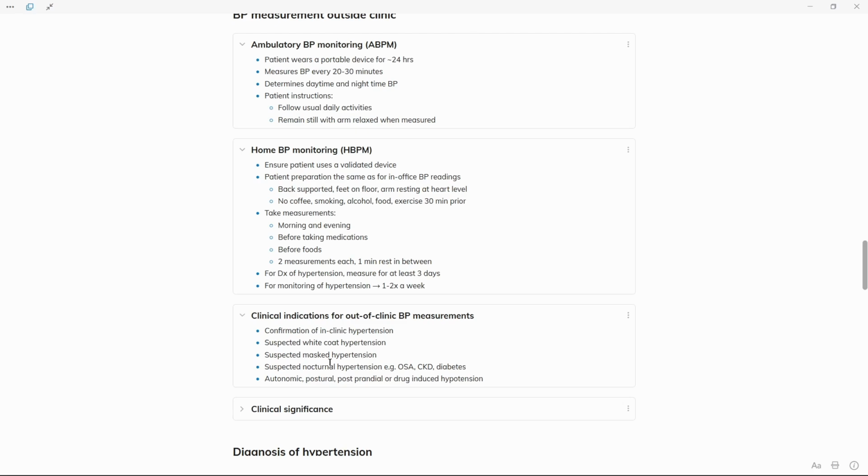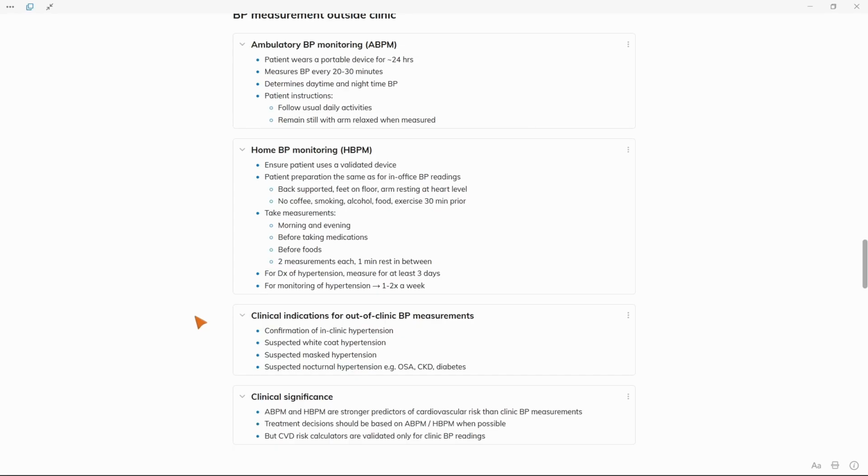If you suspect that the patient has nocturnal hypertension, such as with obstructive sleep apnea, chronic kidney disease, or diabetes history, then you need to do an ABPM, because there's no way a patient can measure blood pressure themselves when they're sleeping. And also if the patient has hypotension that's either postural or postprandial or drug induced.